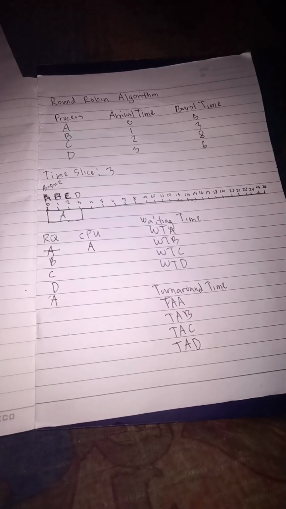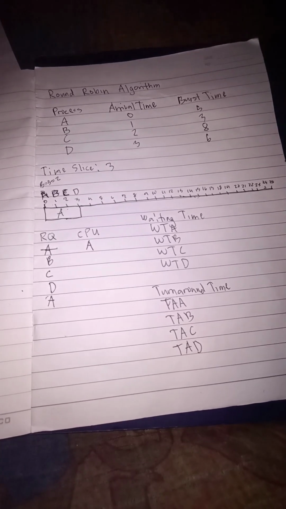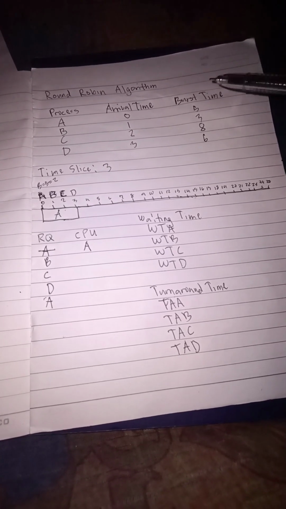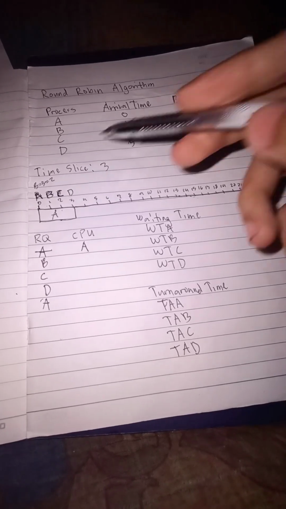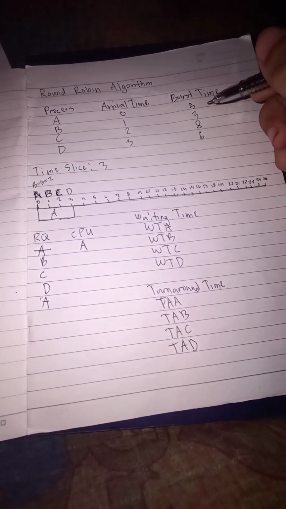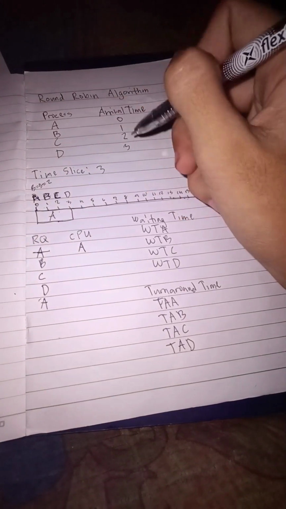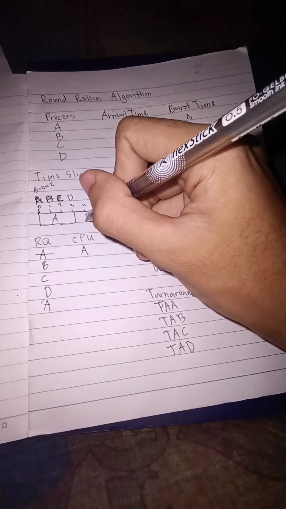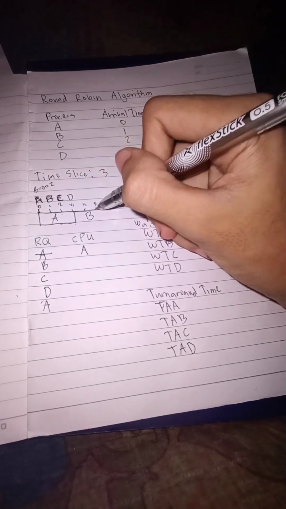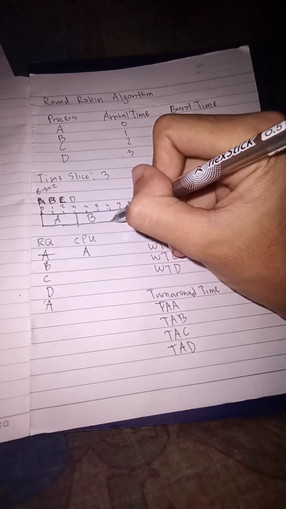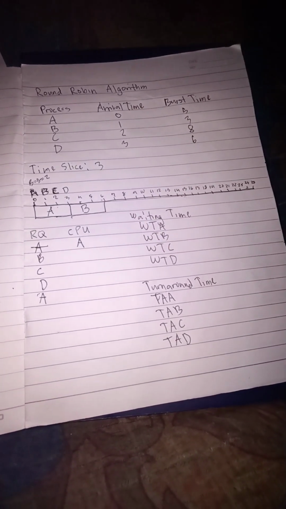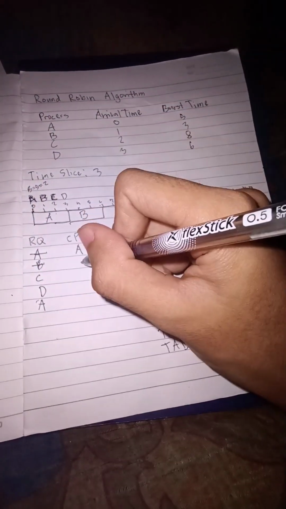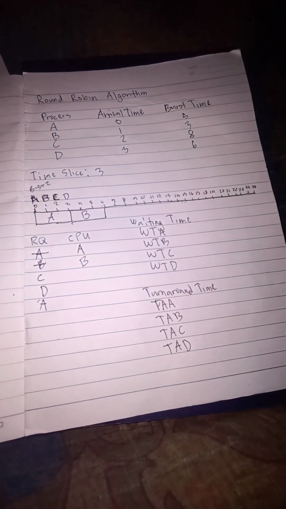Now let's proceed to process B. Here we have B that has a burst time of 3. Since our time slice is 3, we're just going to execute the whole process of B. So let's just count 1, 2, and 3. So it will go to 6. Now B will be erased in the ready queue and will be put in the CPU.